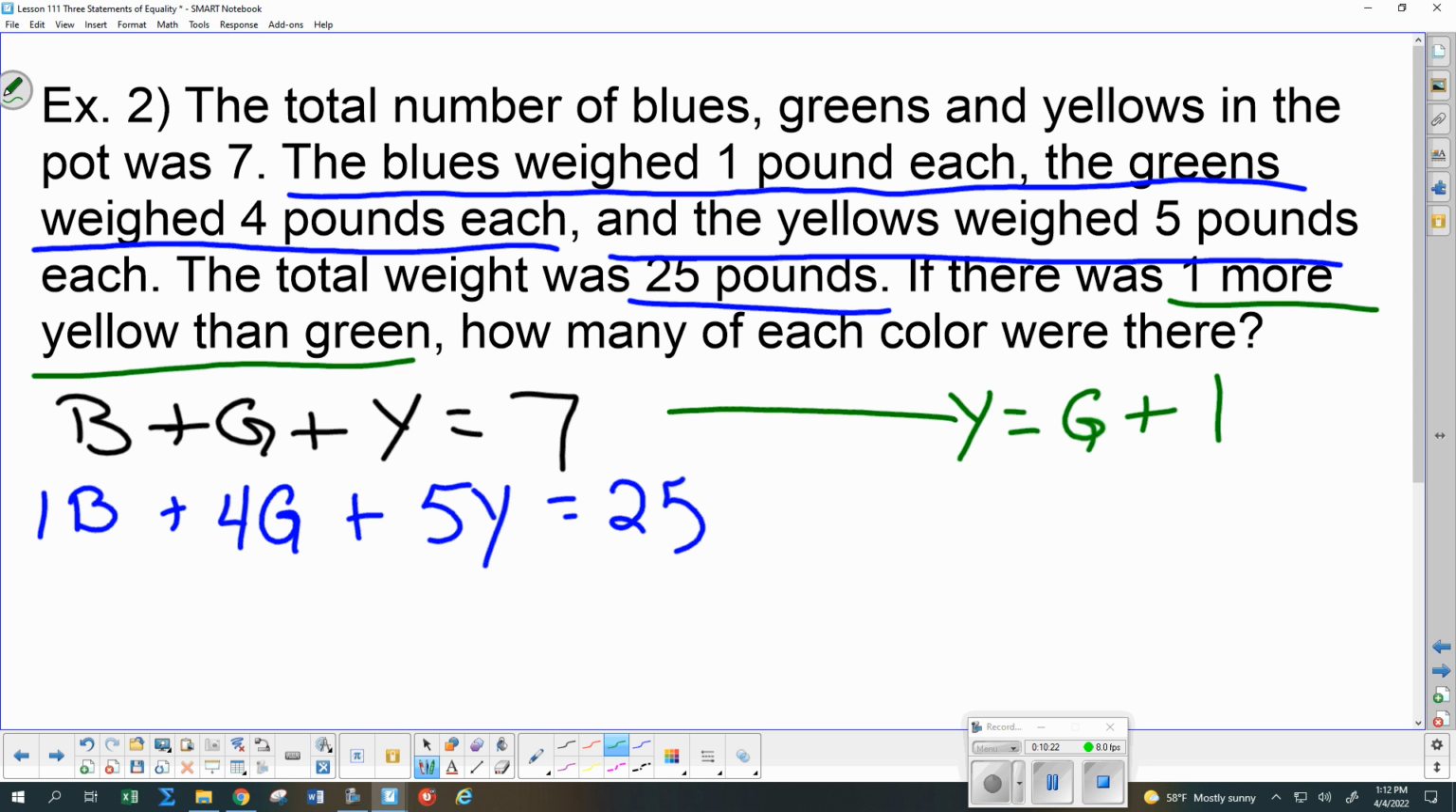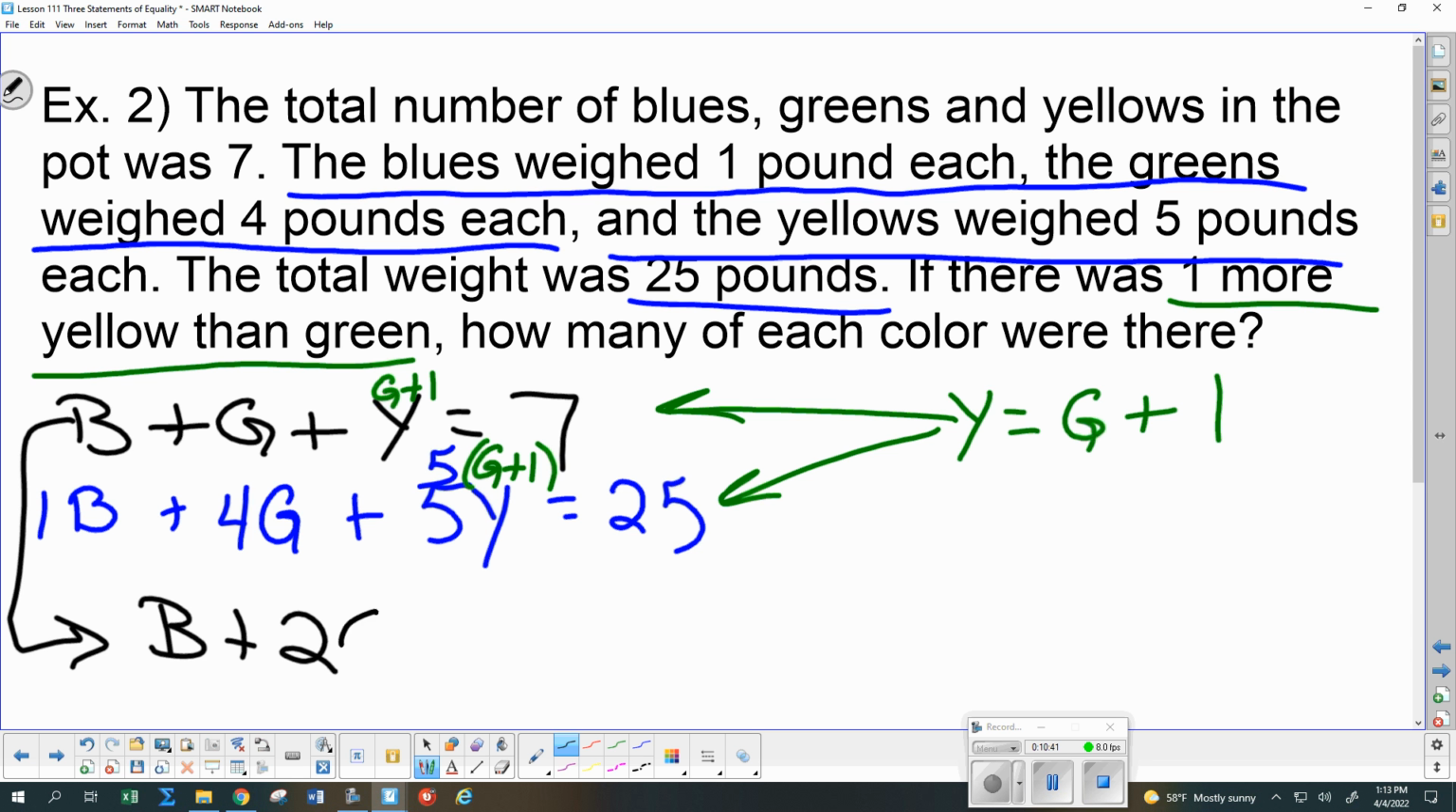Okay, so if we use this for a substitution, we're going to plug it into both of the others. So that's going to be a g plus 1, and this is going to be a g plus 1 that is multiplied by a 5. So my first one becomes b plus g plus g. So b plus 2g plus 1 is 7, or just equals 6. Does that look okay?